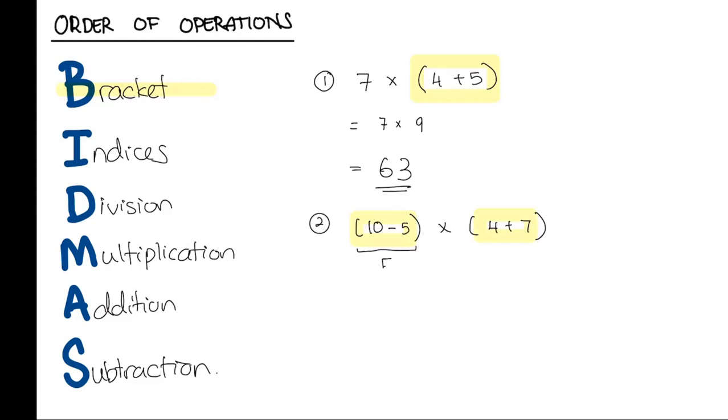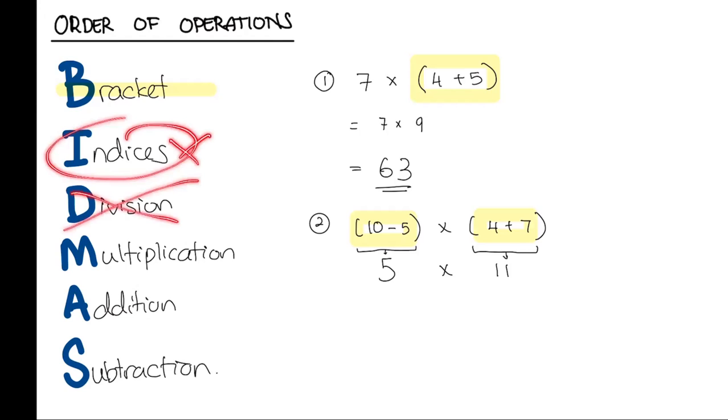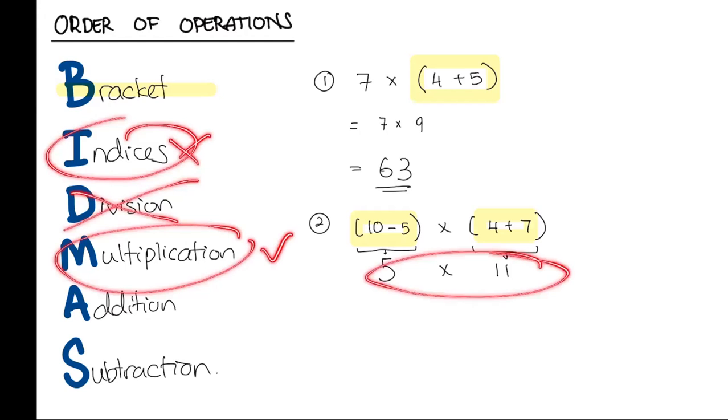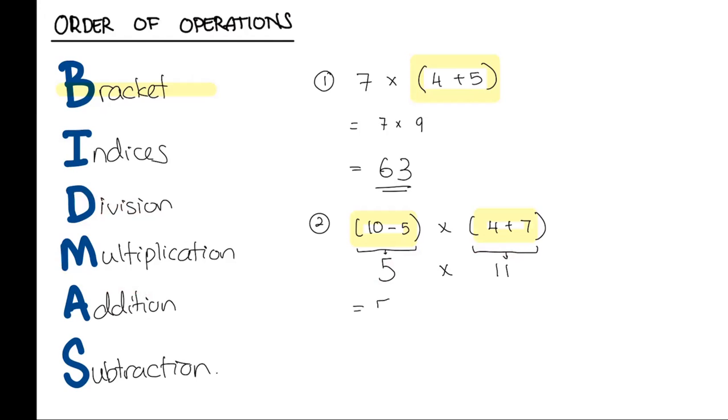10 minus 5 is 5. 4 plus 7 is 11. So the very important thing is that you write out your working. So is there any indices? No. Division? No. Multiplication? Yes. Solve this. 5 times 11, you get the answer 55.